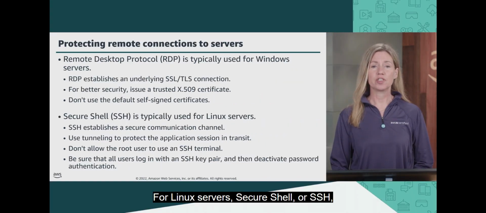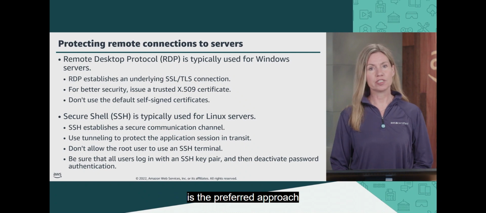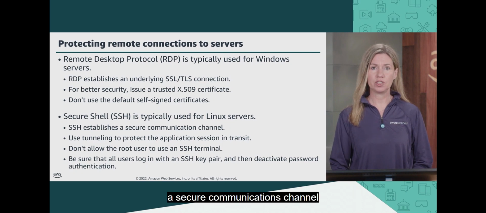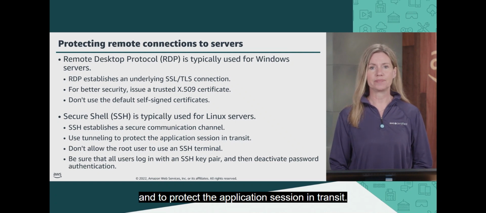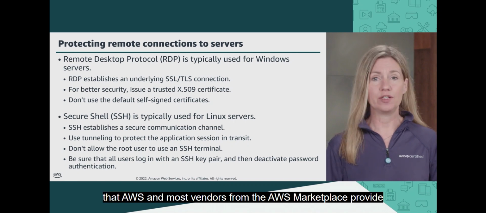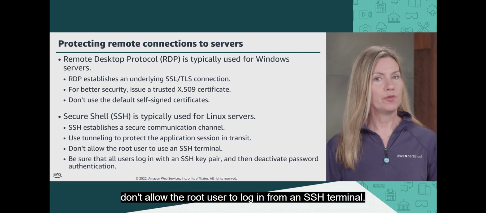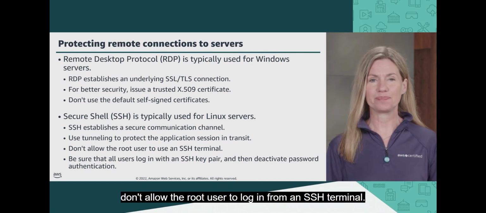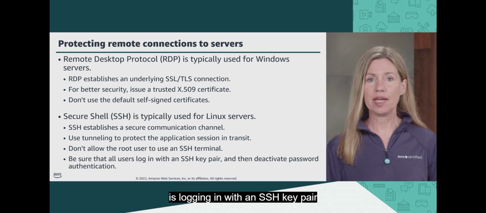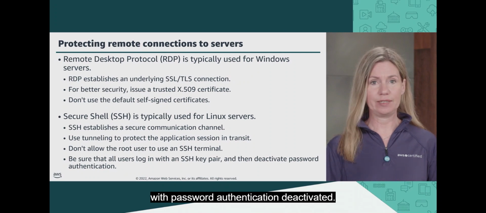For Linux servers, Secure Shell, or SSH, is the preferred approach to establish administrative connections. SSH is a protocol that provides a secure communications channel between the client and server. SSH supports tunneling, which you should use to run applications such as X Windows on top of SSH and to protect the application session in transit. By default, Amazon Machine Images, or AMIs, that AWS and most vendors from the AWS Marketplace provide don't allow the root user to log in from an SSH terminal. The default configuration for AWS-provided AMIs is logging in with an SSH key pair with password authentication deactivated.